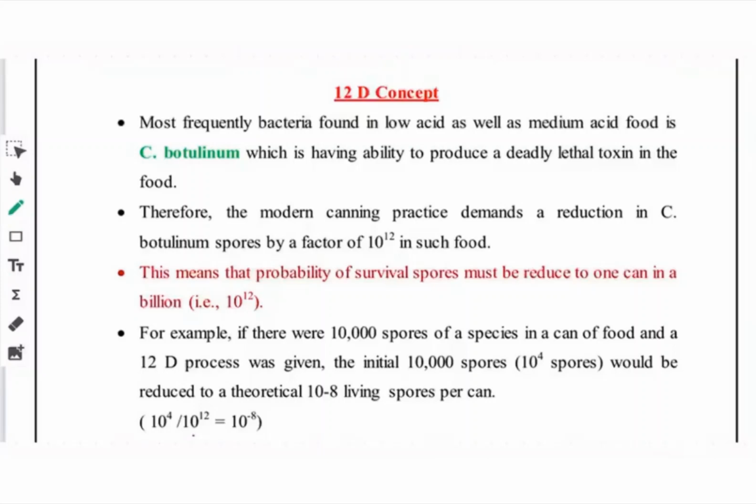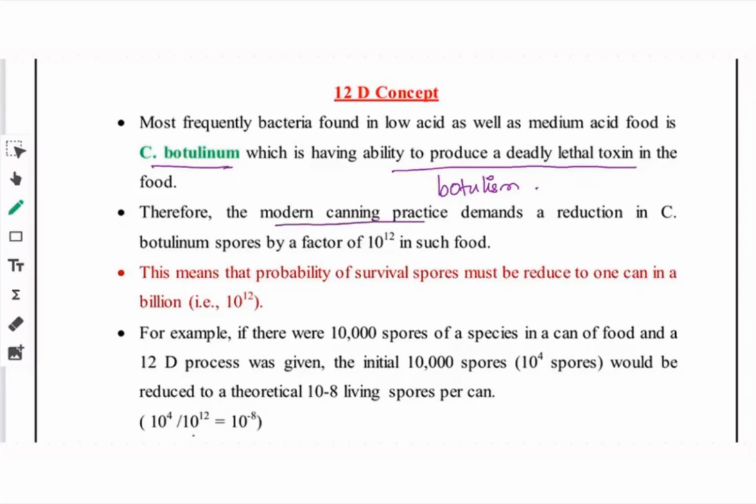12D concept. Most frequently bacteria found in low acid as well as medium acid food is Clostridium botulinum, which has the ability to produce a deadly lethal toxin in the food. This is the microorganism which causes botulism. These bacteria spores can survive many heat treatment processes. So it's necessary for us to kill or reduce these Clostridium botulinum spores in our food before consuming.